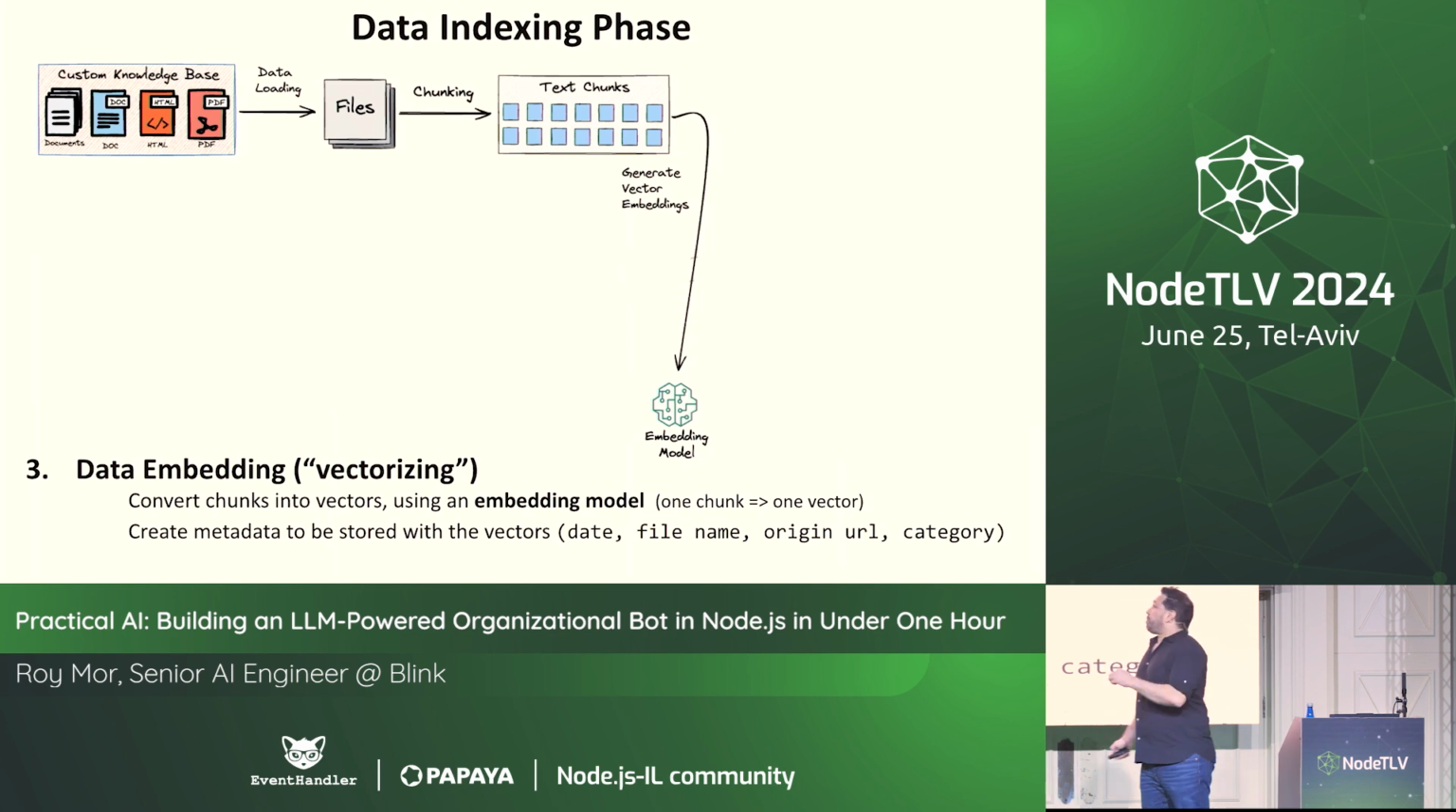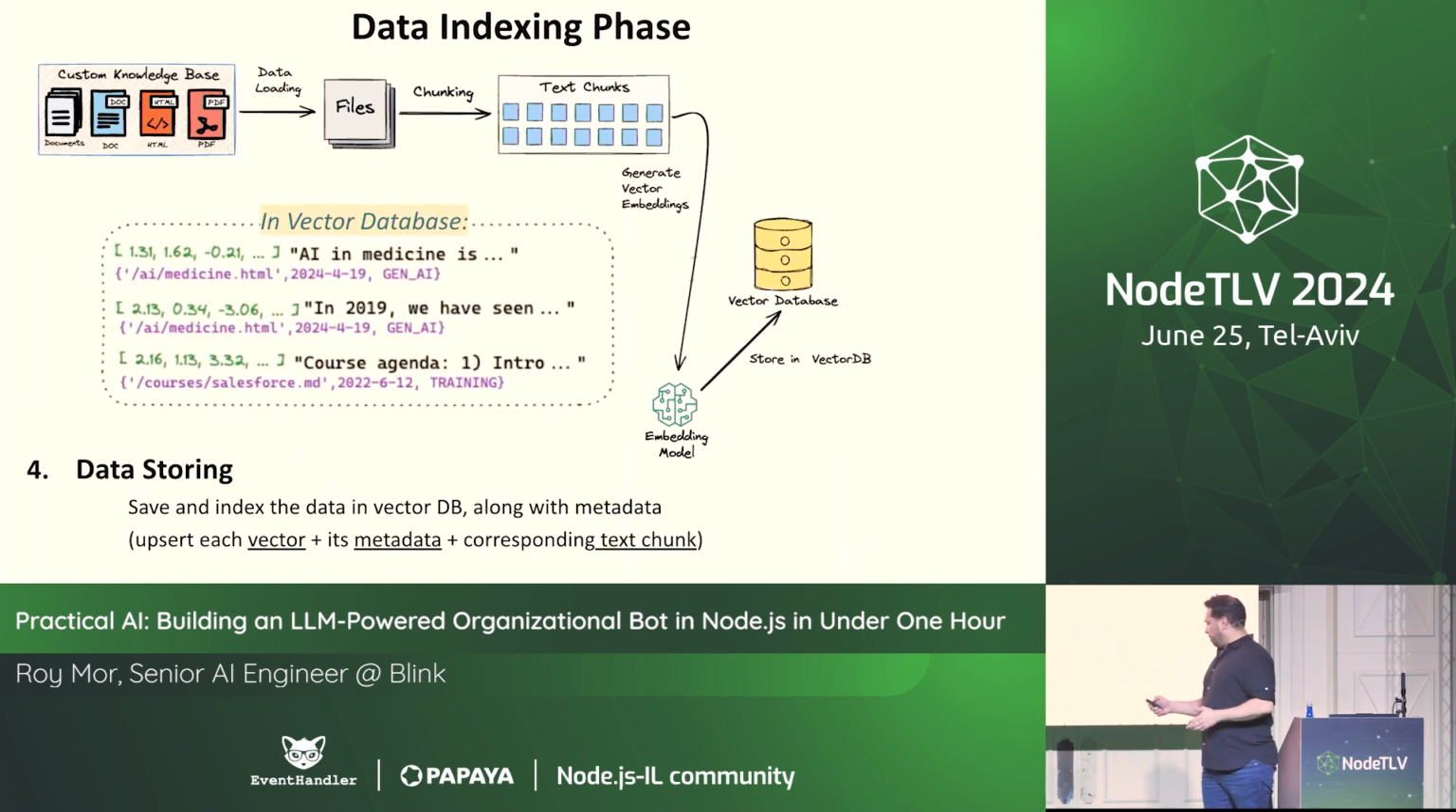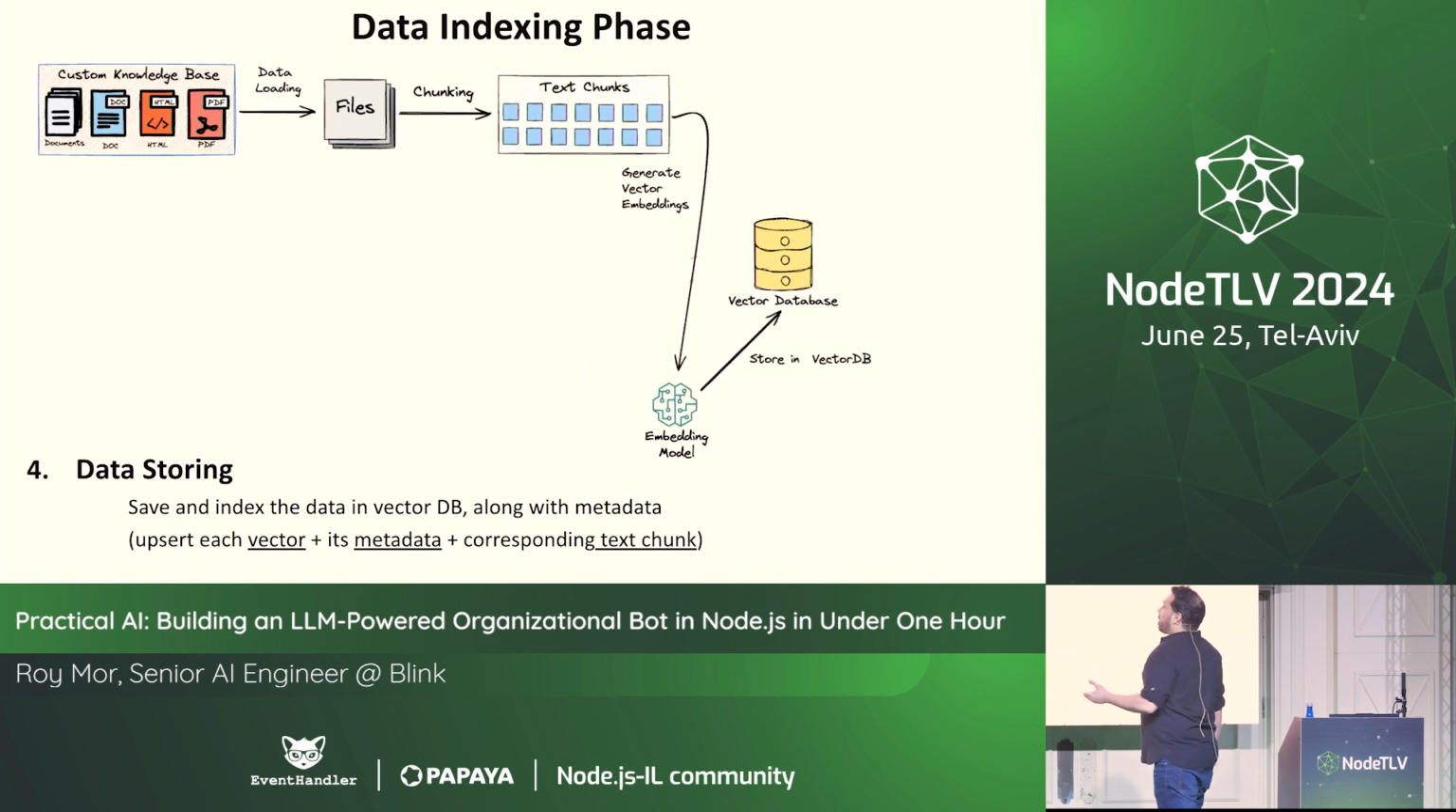The third step is data embedding or vectorizing, where we convert the chunks into vectors using an embedding model. So one chunk gets one vector, and we can create metadata while doing so. And the last stage is that of data storing, where we save and index each data in the vector databases along with the metadata. What do we save? Well, we upsert each text chunk along with its vector representation and some metadata.